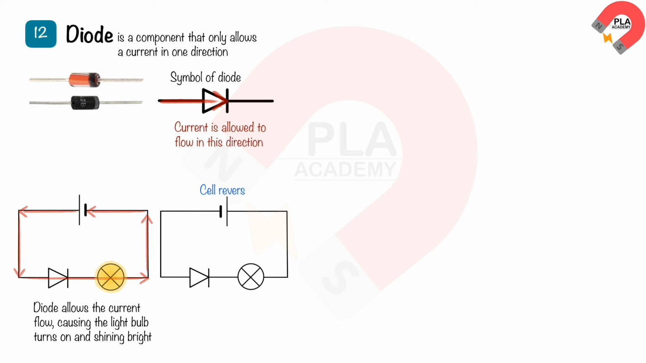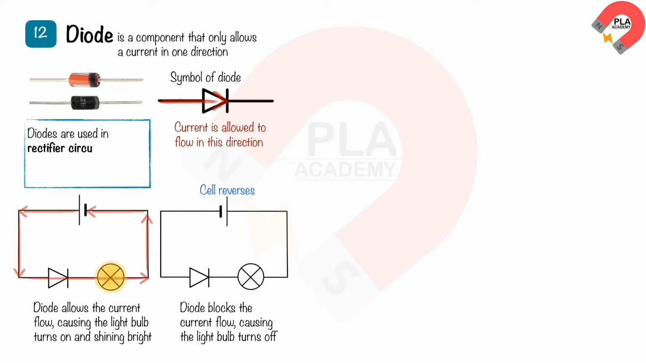For the second circuit diagram, the cell is reversed. This causes the current from the positive terminal to be blocked by the diode, causing the bulb to turn off. Diodes are used in rectifier circuits that convert alternating current into direct current.